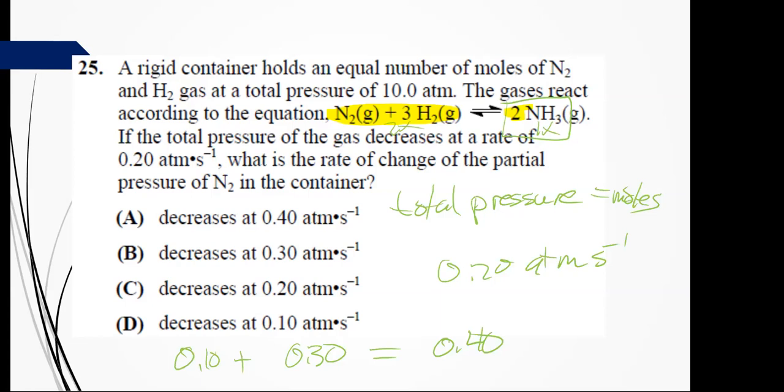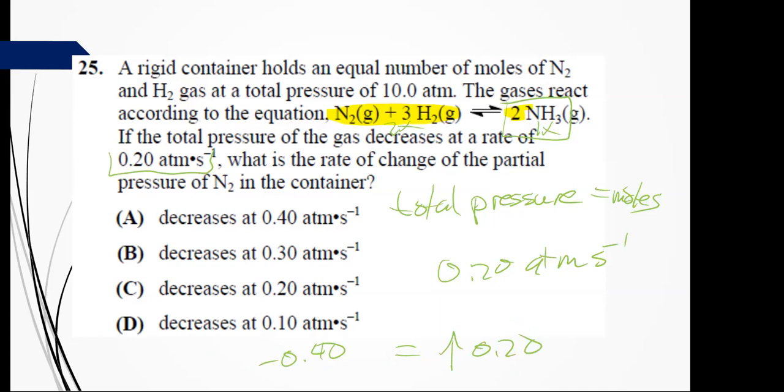So the total pressure of gas decreases. If H2 is going down by 0.3, this one is going to be going up by 0.2. So if we're going down by 0.2 overall, that means that our left-hand side has to go down by 0.4, and our right-hand side is going to go up by 0.2. Does that kind of make sense? Yeah. So this is giving us that change.